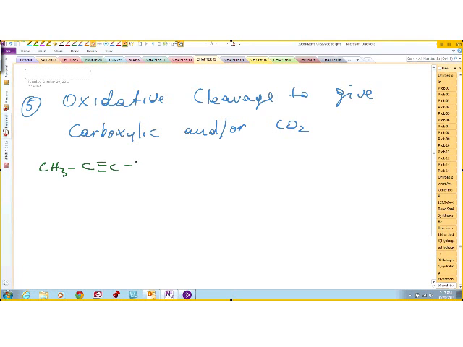This here, if I take potassium permanganate, of course in dilute acid, or ozonolysis, at this point they do the same thing, or step 1 ozone, step 2 hydrogen peroxide. Okay, what do you have here?